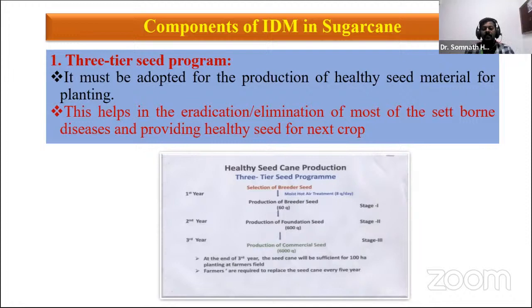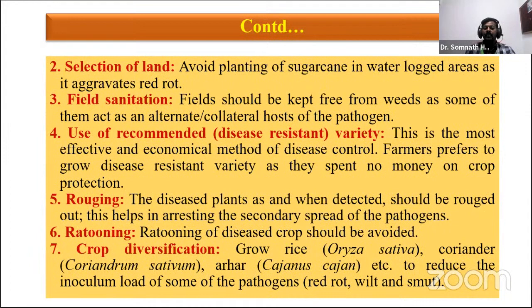The second one is the selection of plant. As we know, we need to use healthy seed material, and we need to avoid waterlogged conditions; the soil should be suitable for the growth of the crop. In field sanitation, we need to remove the alternate or collateral hosts. Field sanitation is very much required to eliminate the primary source of infection from the field. So use of recommended or disease resistant varieties is encouraged.